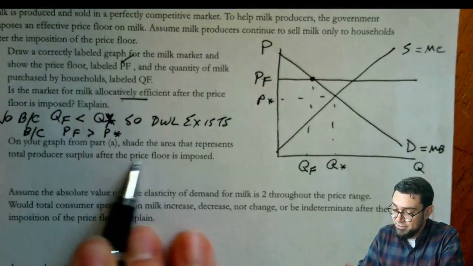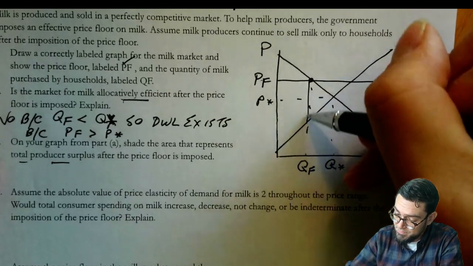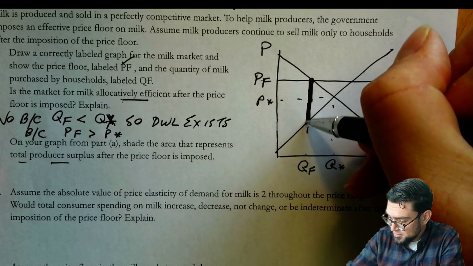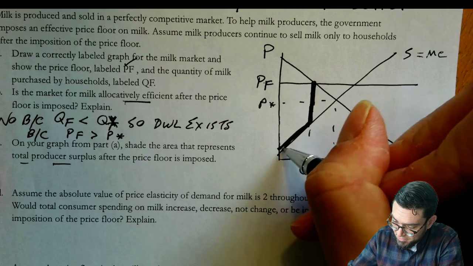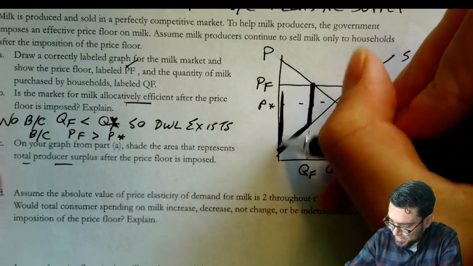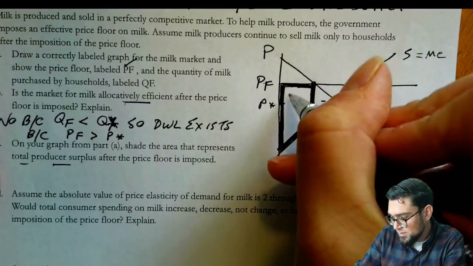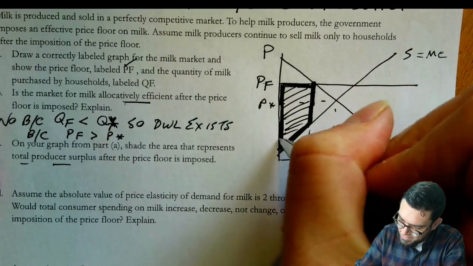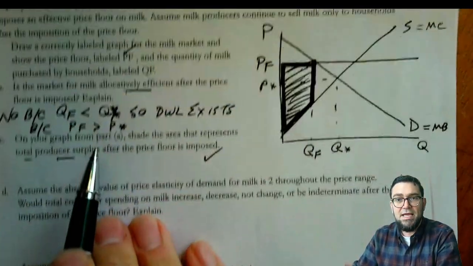On your graph, shade the area that represents total producer surplus after the price floor. So we're going to go up to QF, right? That's our quantity that we're producing. And the producer surplus is above the supply curve and going all the way up to PF. So we're going to go along there, and we are shading thus. So that one's done. And then what do we got here?